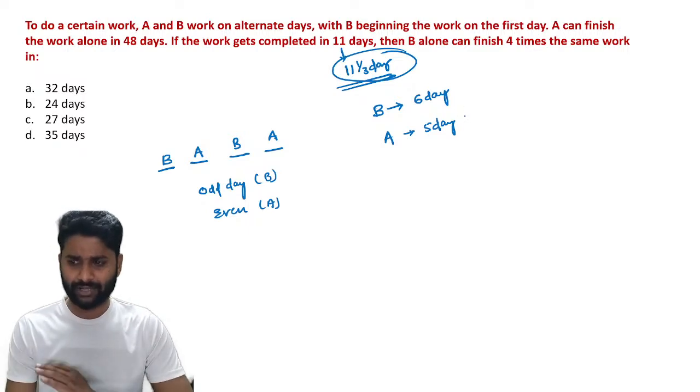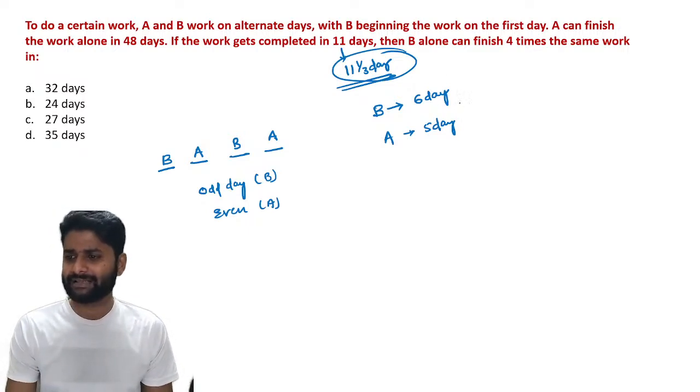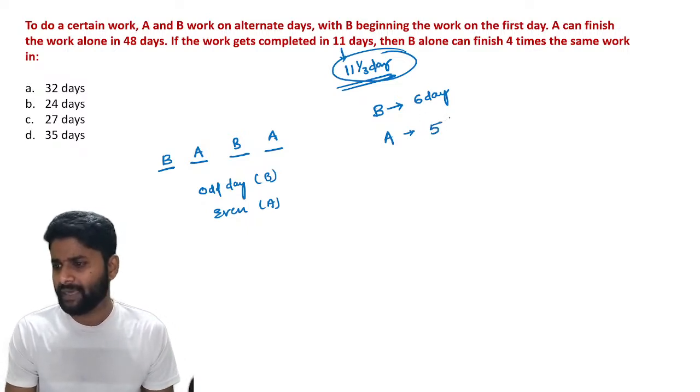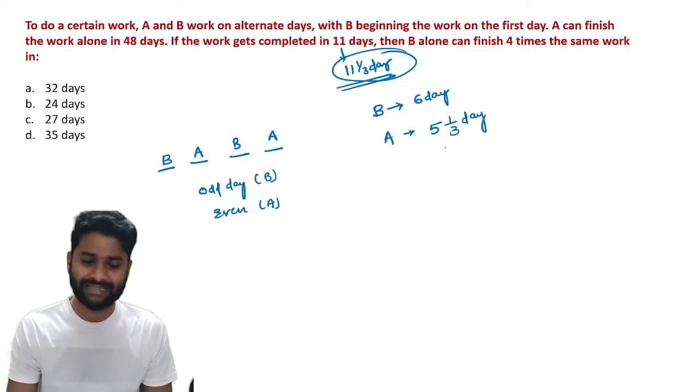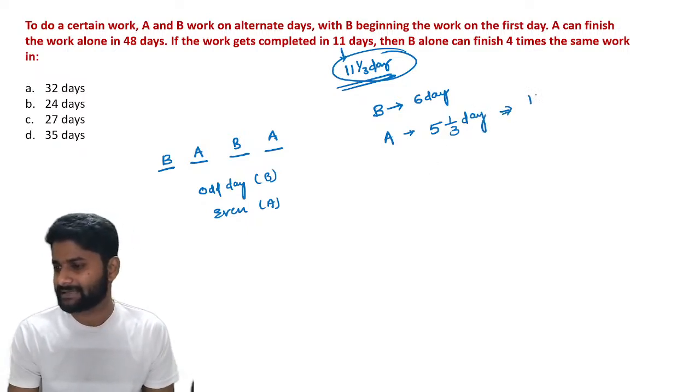But A does not take the entire day. A completed exactly 1/3 of a day. It means out of 11 1/3 days, B works for 6 days, A works for 5 1/3 days. It means 16/3 days.